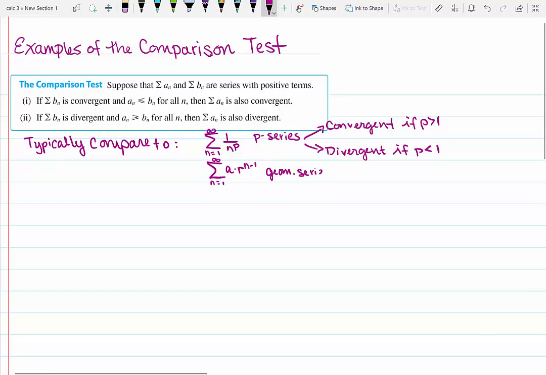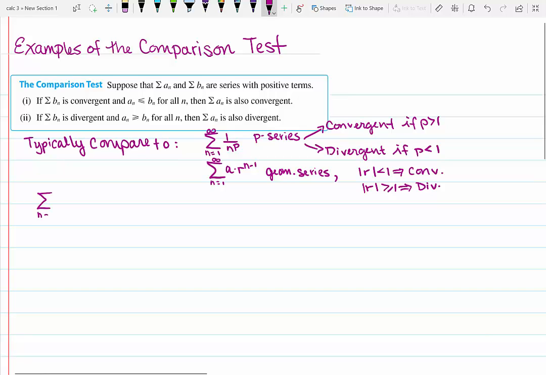And we know that you look at that ratio of consecutive terms, and when the absolute value of that ratio is less than 1, that implies convergence, and otherwise, if the absolute value of r is greater than or equal to 1, we have divergence. So let's look at a couple examples and see this in action.